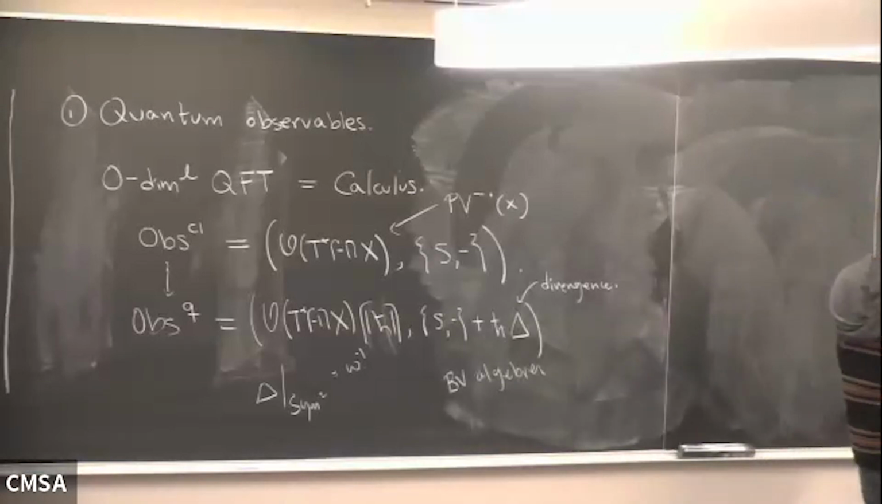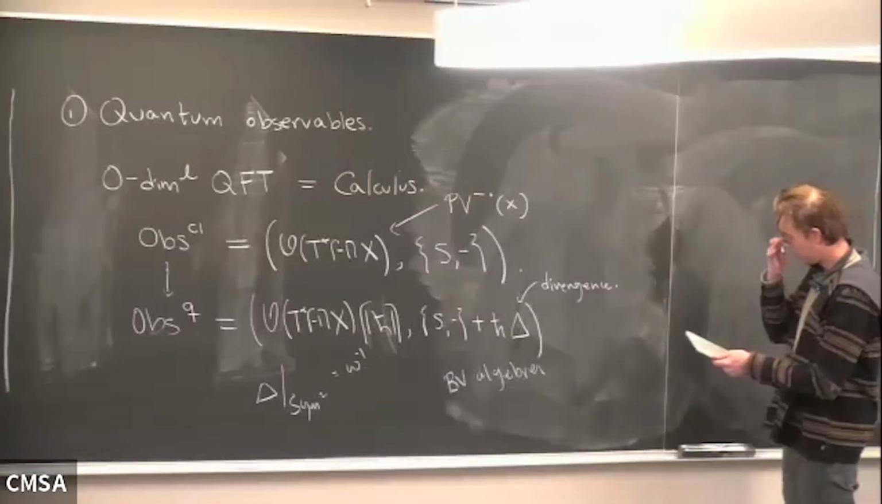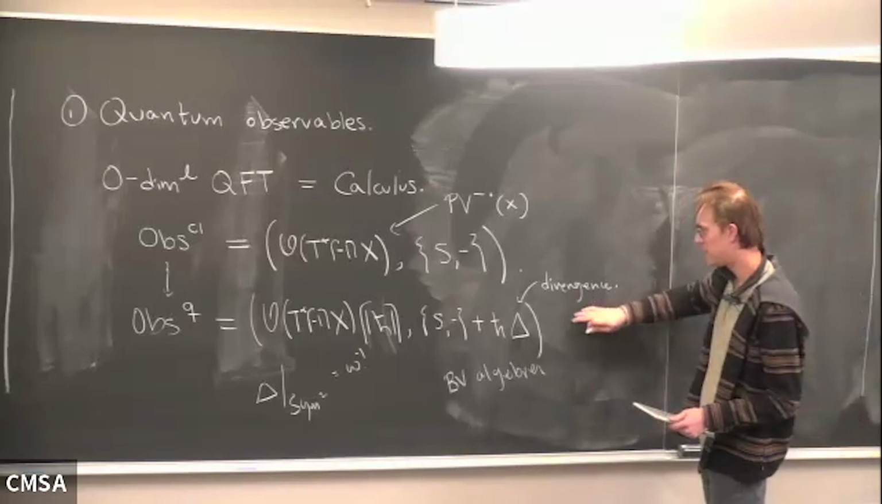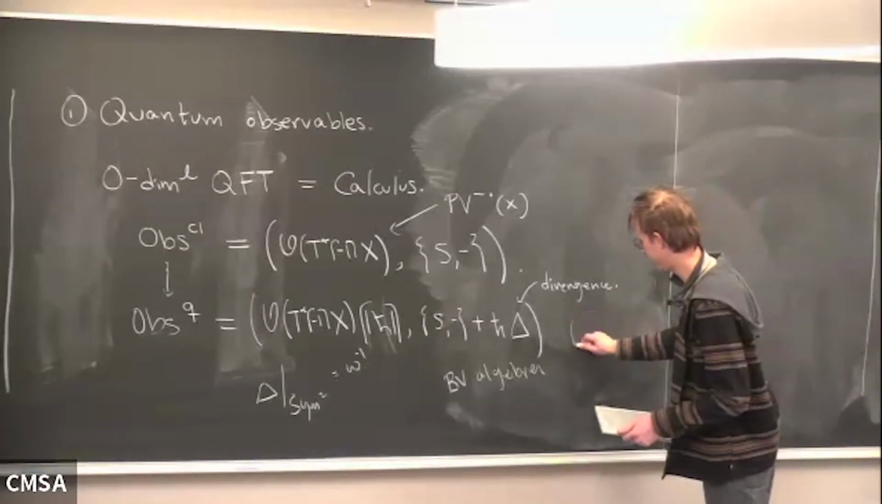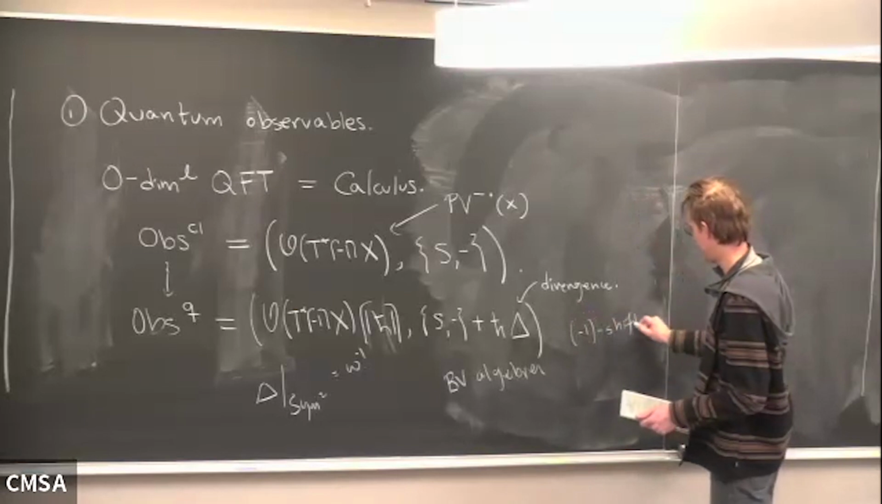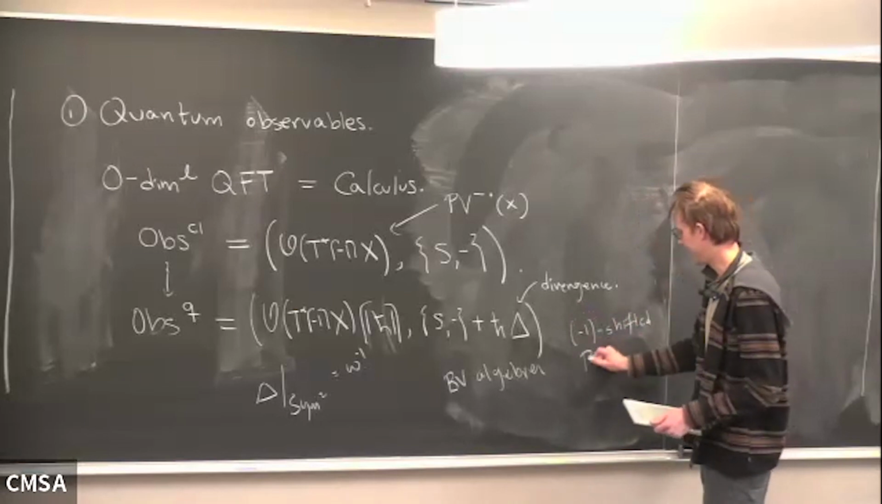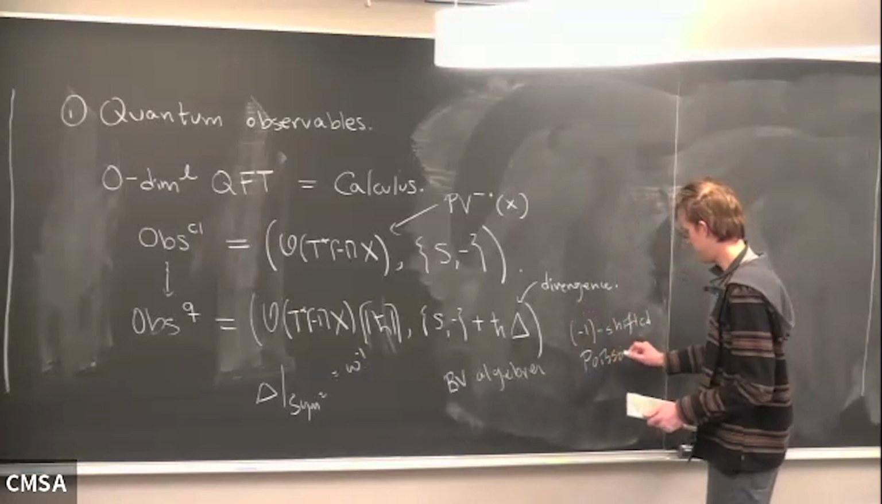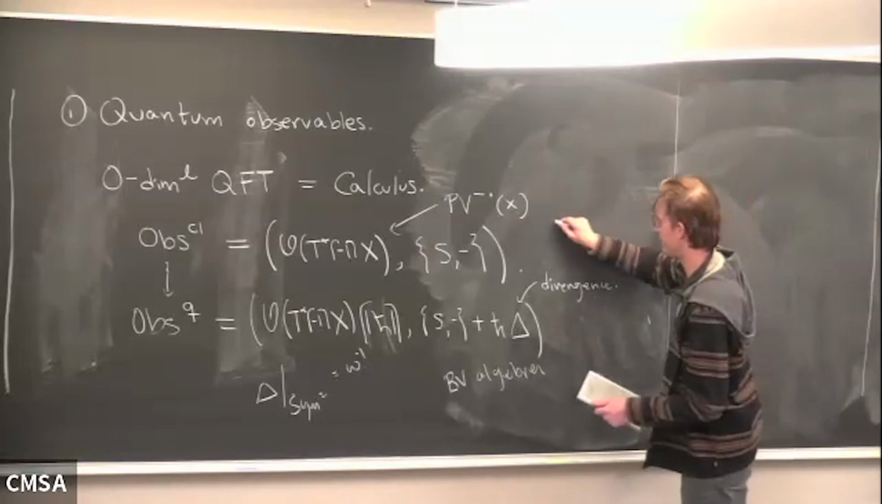Okay. So yeah, what I want to think about this then, as I was getting at, is as a -1 shifted Poisson algebra. Sorry, this is a -1 shifted Poisson algebra.